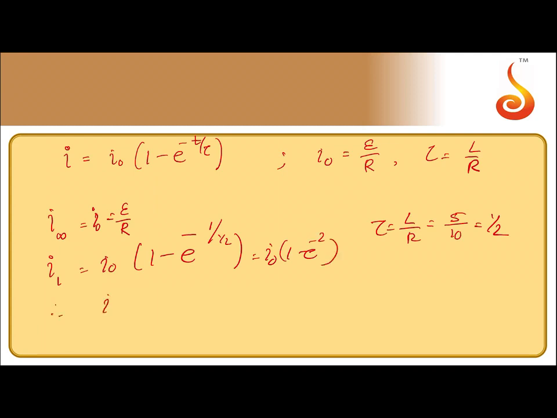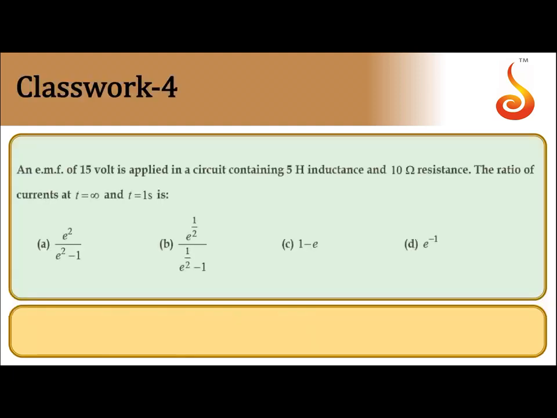Therefore, the ratio of the current at infinity to the current at 1 is nothing but I naught divided by I naught into 1 minus e power minus 2. That becomes, upon simplification, e square divided by e square minus 1. So, which is our correct option? A is our correct option.